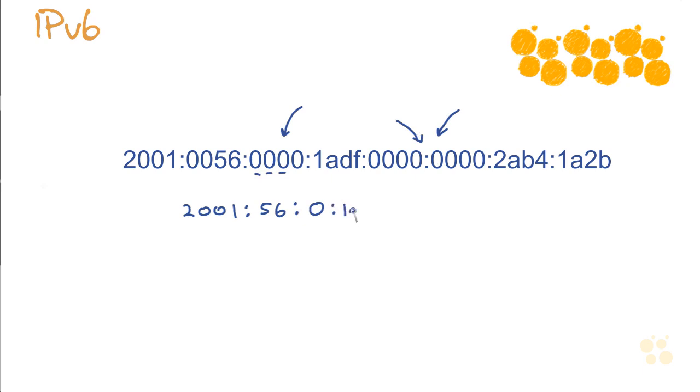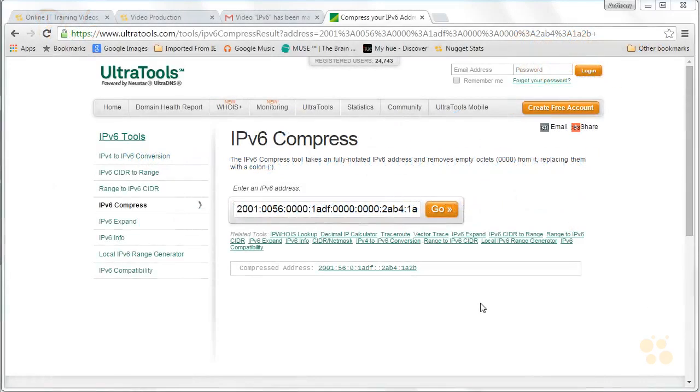Then we'd have 1ADF, then our colon, then 2AB4, colon, 1A2B. And there you have it. This is the new compressed address. Notice we could still drop some leading zeros here, but we saved the colon abbreviation for this large group of 8 consecutive hexadecimal zeros.